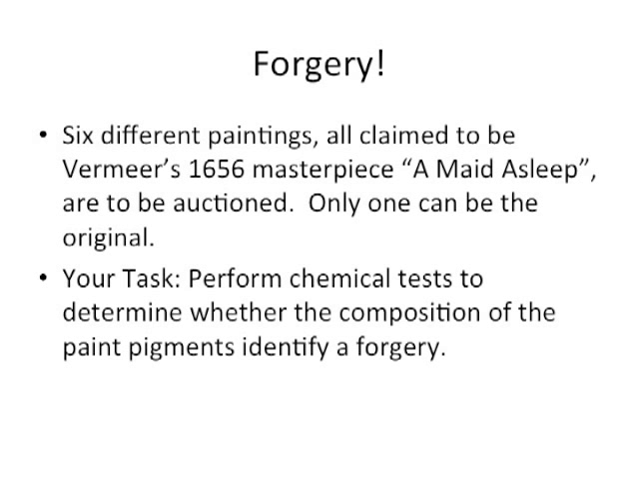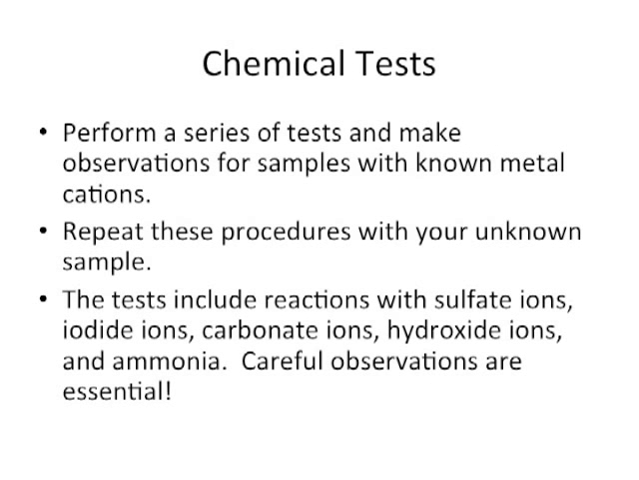Your task? Perform chemical tests to determine whether the composition of the paint pigments identify a forgery. You will perform a series of tests and make observations for samples with known metal cations. Then repeat these procedures with your unknown sample. The tests include reactions with sulfate ions, iodide ions, carbonate ions, hydroxide ions, and ammonia. Careful observations are essential.